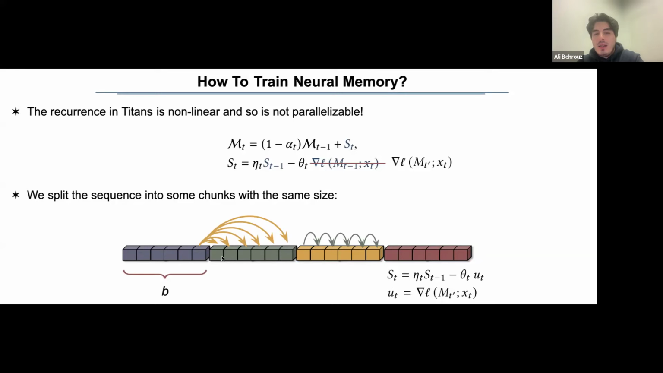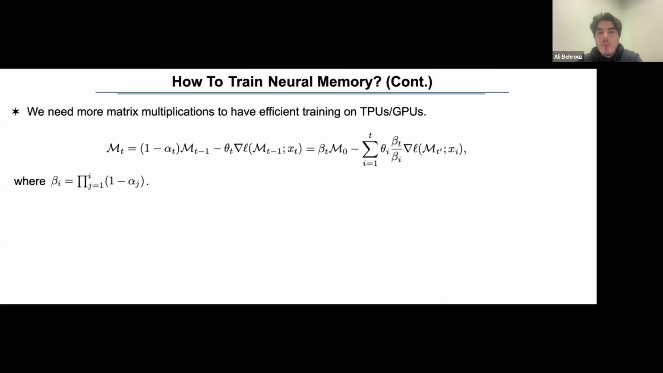Basically, inside each chunk, the recurrent formula would be linear recurrence and parallelizable. And between chunks, we are doing some nonlinearity. So the recurrent formula there would be nonlinear recurrence. That's how we parallelize the process.